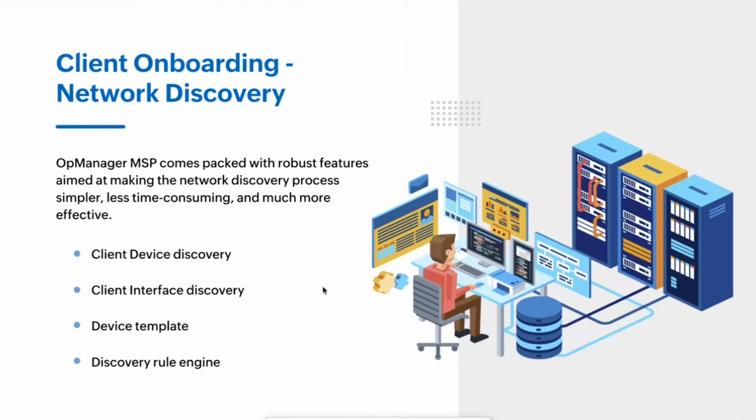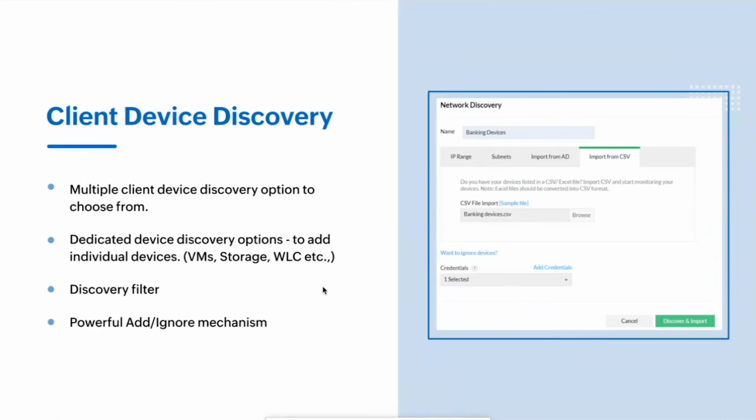You can take advantage of the client device discovery feature to discover devices. Interface discovery, as the name suggests, we can discover interfaces with the help of OpManager MSP. And we also have options to schedule discovery. We can get a detailed view on the discovered devices via reports, and we have device template, and finally discovery rule engine. Why don't we dig a little deeper into each of these listed features?